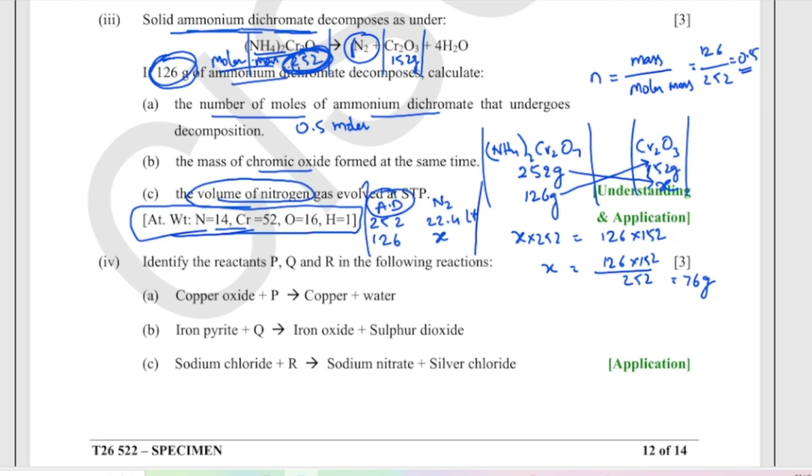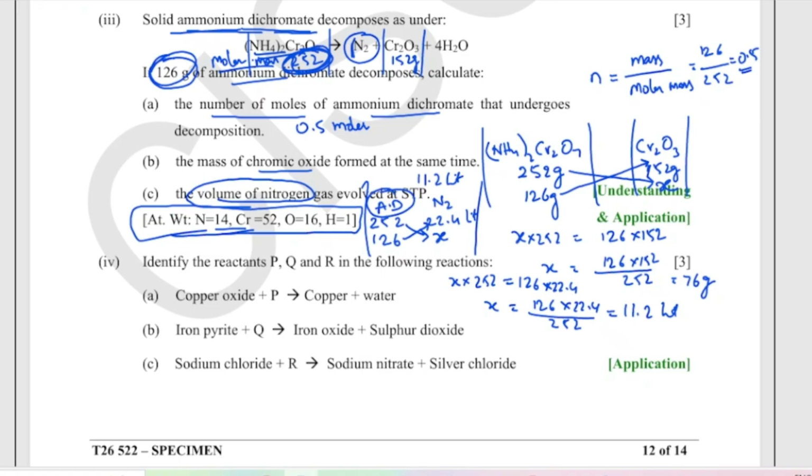So like this you have to compare it. Now we are going to do cross multiplication again. 252 into x must be equal to 126 into 22.4. From here x is equal to 126 into 22.4 by 252. So from this you will get 11.2 liters. So the nitrogen gas produced here will be 11.2 liters.